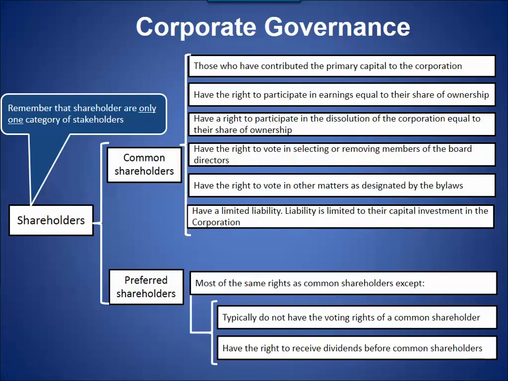Now there's another category of shareholders, and they're typically called preferred shareholders. They have most of the same rights as the common shareholders. However, typically they do not have voting rights as do the common shareholders. But they do have the right to receive dividends before common shareholders in the event that there's not enough dividends declared to cover the common shareholders.